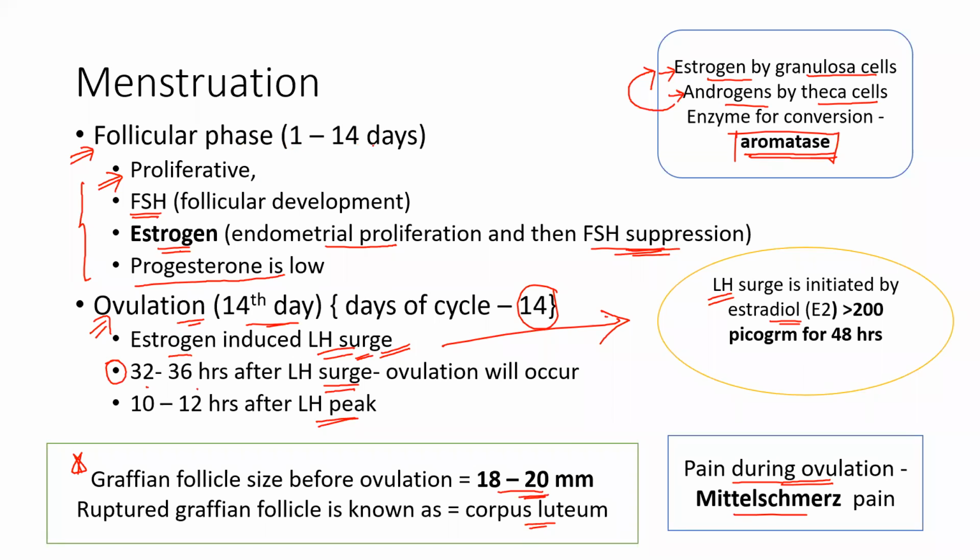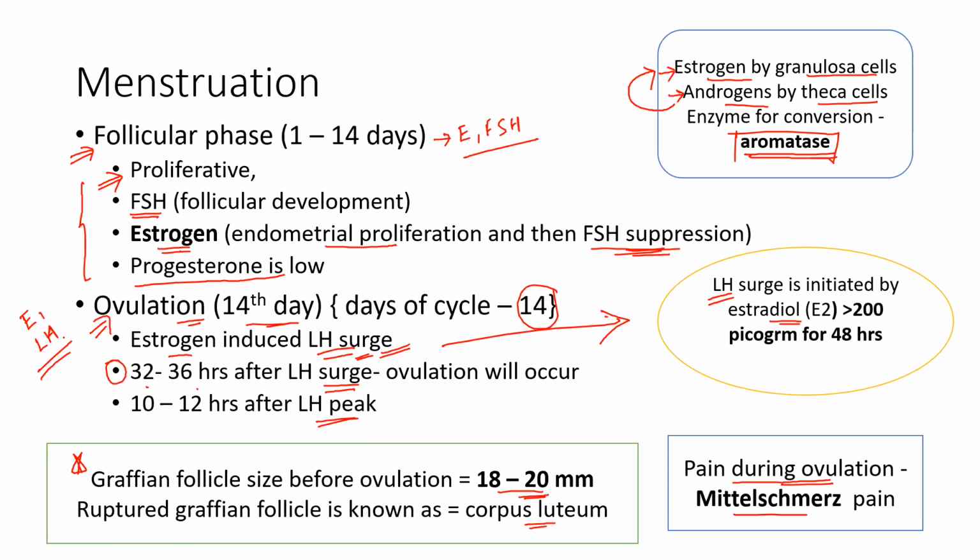Follicular phase, that is 1 to 14 days. Ovulation on the 14th day. The hormones responsible for the follicular phase are estrogen and FSH. Now coming to ovulation, we do not have FSH working, but we have estrogen and we have LH that is going to work.